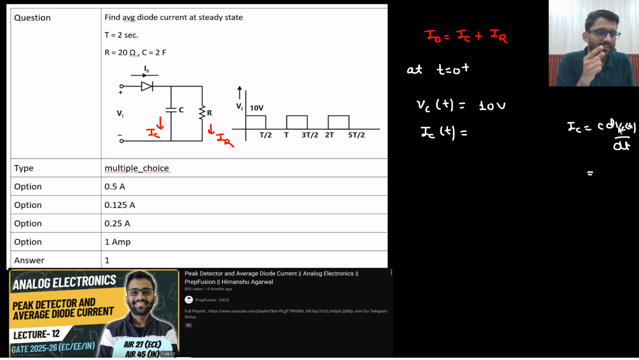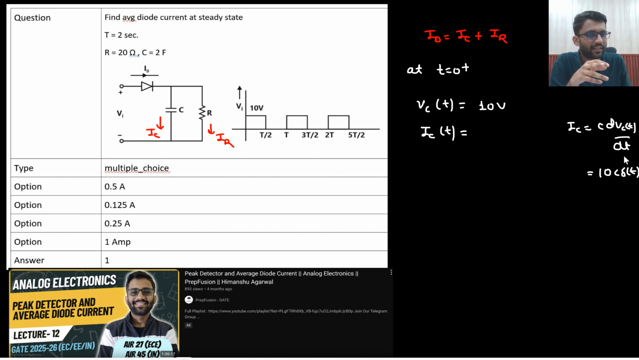C into change in the capacitor voltage. Initially it was 0, suddenly it is becoming 10 volt. So change is 10 volt, in how much time? In 0 time. So that would be 10 C delta t. Are you getting this point? The current would be 10 C delta t. Did you understand this point?